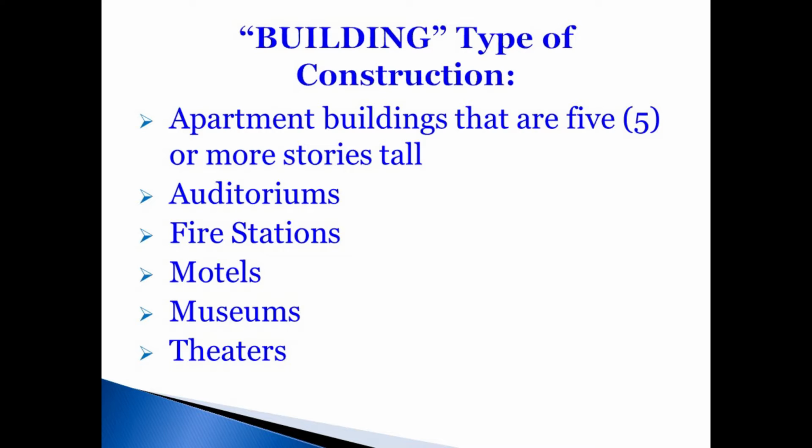The U.S. Department of Labor says building construction includes the construction of sheltered enclosures with walk-in access for the purposes of housing persons, machinery, equipment, or supplies. Some examples of building construction are apartment buildings that are 5 stories and above, auditoriums, fire stations, motels, museums, theaters, and similar larger buildings.